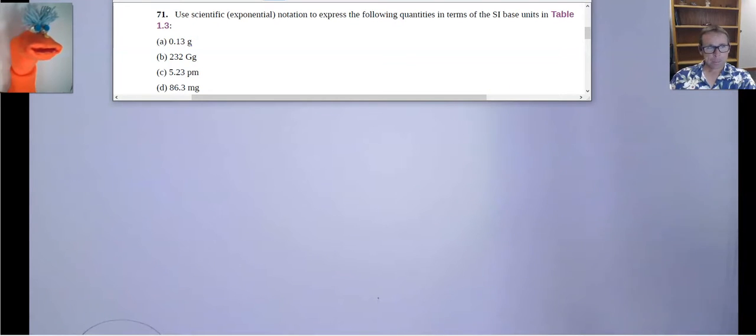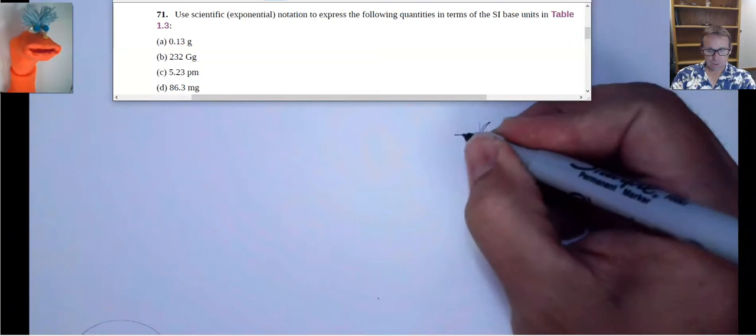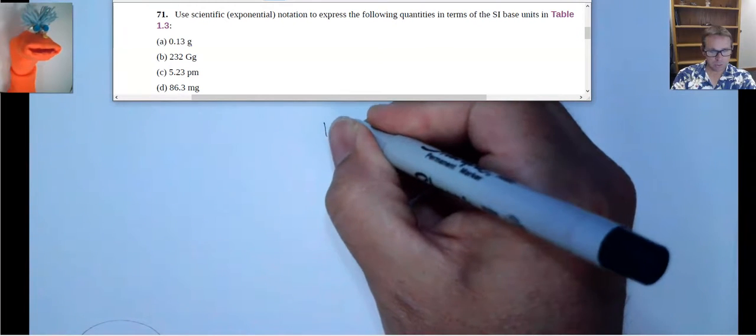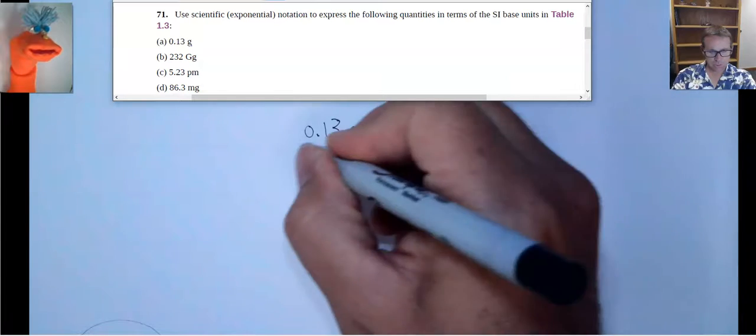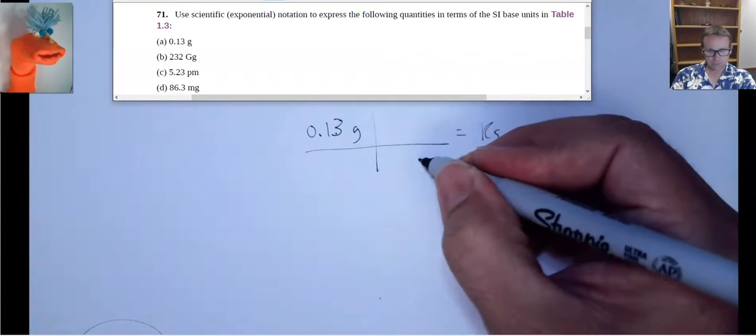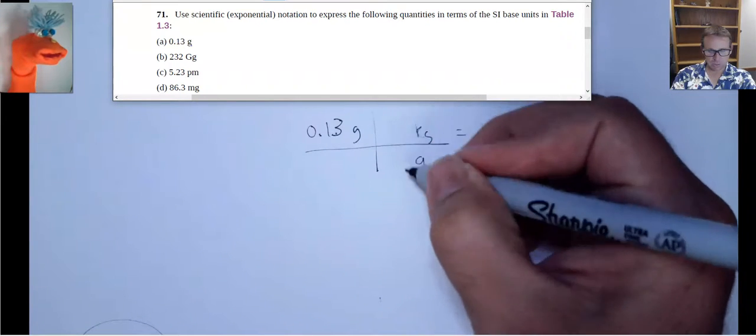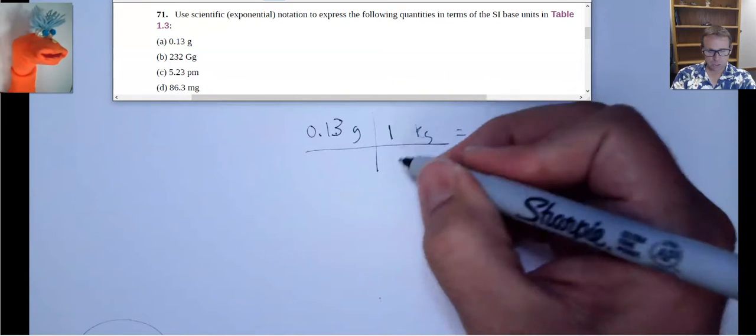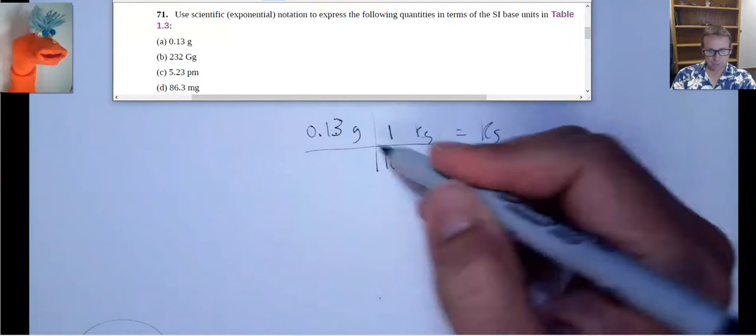All right? So if I want to know how many kilograms are in 0.13 grams, right? Is that right? Looks good. What goes down here? Grams. And then kilograms. Very good. And now I need my units for my conversion factor. There's 1 kilogram has 1,000 grams. So it's 0.13 grams divided by 1,000.